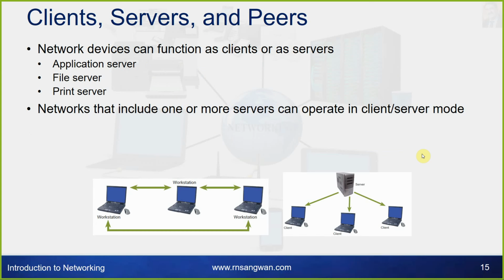Then we have some other terms like clients, servers, and peers. Network devices can function as a client or as a server. Client means who is taking the services. Server, who is giving services. Like application server, file server, print server. As you can imagine here, application server is working as an application endpoint. File server is offering the file services. Print server is offering print services.